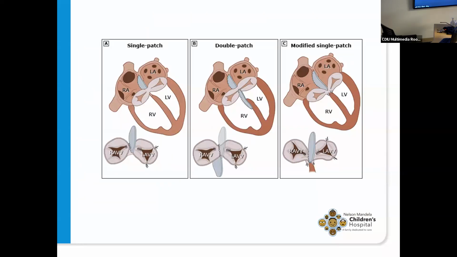In the single patch repair, they use a prosthetic patch and close the ventricular and atrial communications. And then the common AV valve is divided and reattached to the patch, as you can see in the picture below here.